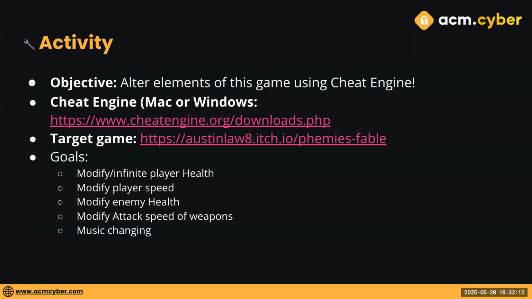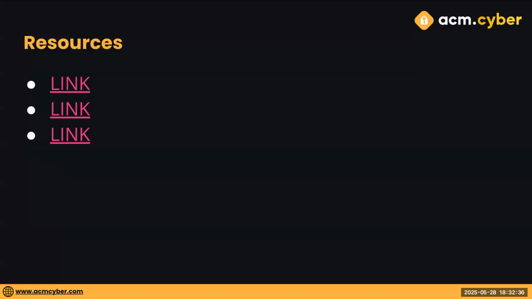Okay, so this is the activity we're going to be working on. The objective is to alter elements of this game using Cheat Engine. There's a link to download Cheat Engine for Mac or Windows. There's the target game and the goals: modifying infinite player health, the player's speed, the enemy health, the attack speed, and music changing. We will hopefully have these slides up so everyone can access this. Here are also some resources you can click on, like GitHubs and links and other things I found interesting.